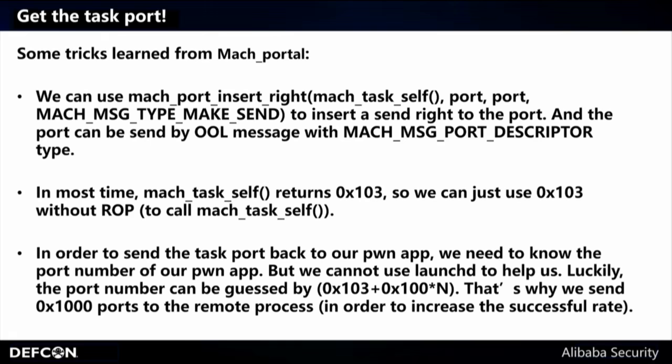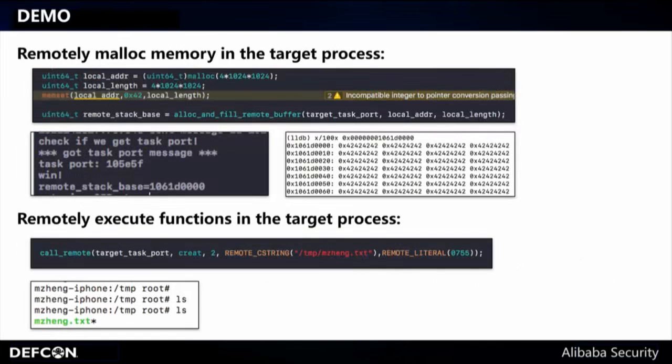In order to get the task port back to our PoC app, we need to know the port number of our PoC app. However, we can't use launchd to help us. So that's why we send a lot of ports, because it can be brute forced. So we send a lot of ports to the remote server in order to increase the success rate. After that, we can try to remotely malloc some memory in the target process, or just execute some functions in the target process.